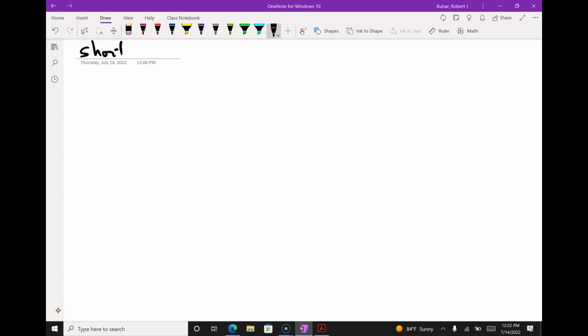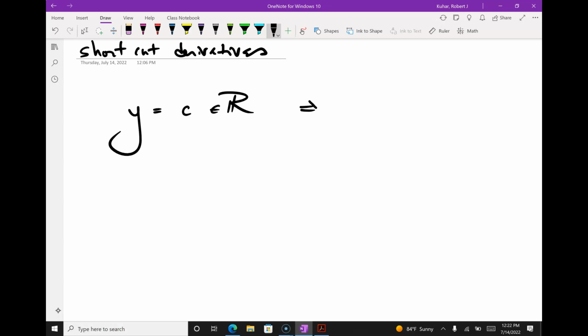So, our shortcut derivatives. If y is some constant, we know that y prime is 0, because y equals c is a horizontal line, and the slope of that horizontal line is 0.